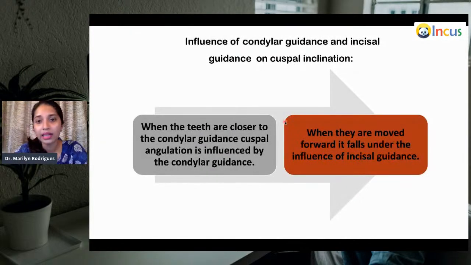Now, the influence of condylar guidance and incisal guidance on cuspal inclination is as follows. When the teeth are closer to the condylar guidance, cuspal angulation is influenced by the condylar guidance. What do they mean by teeth being closer to the condylar guidance? Condylar guidance, as you know, is present in your temporomandibular joint. So which teeth are closer to your temporomandibular joint? Definitely the posterior teeth. When the teeth are moved forward and fall under the influence of the incisal guidance, that is your anterior teeth, they are influenced by the incisal guidance.